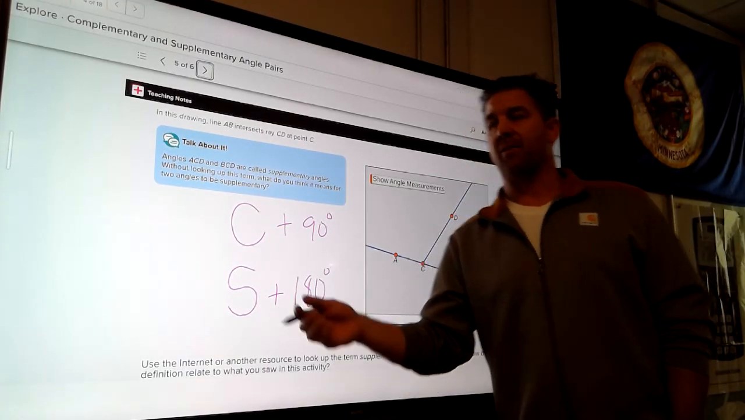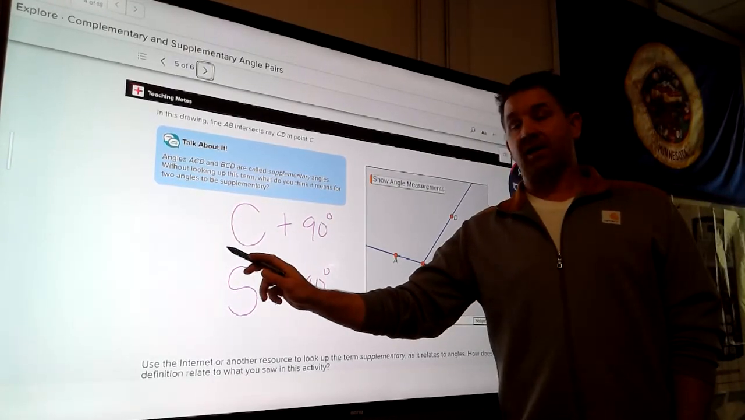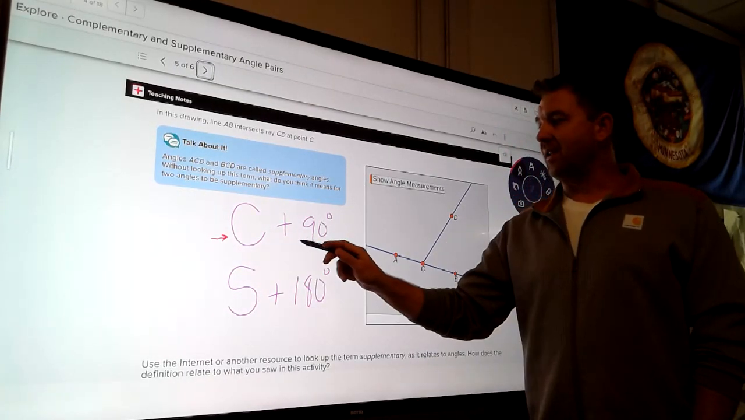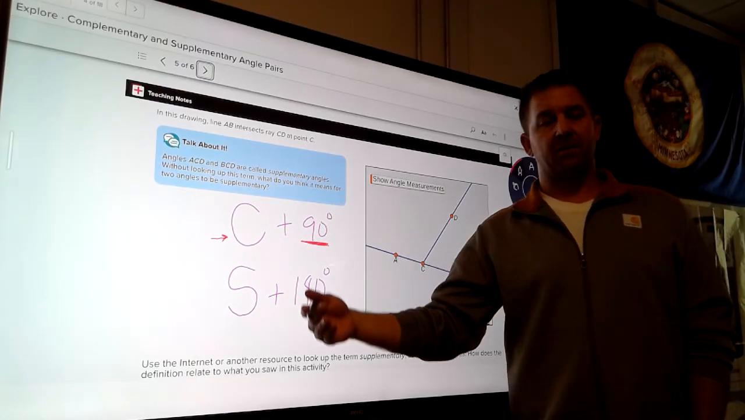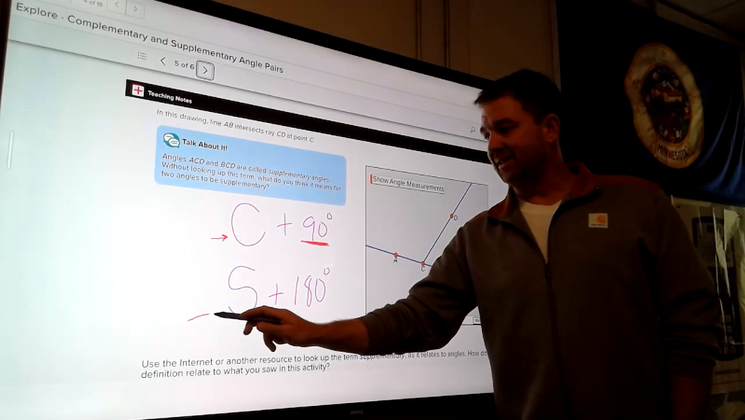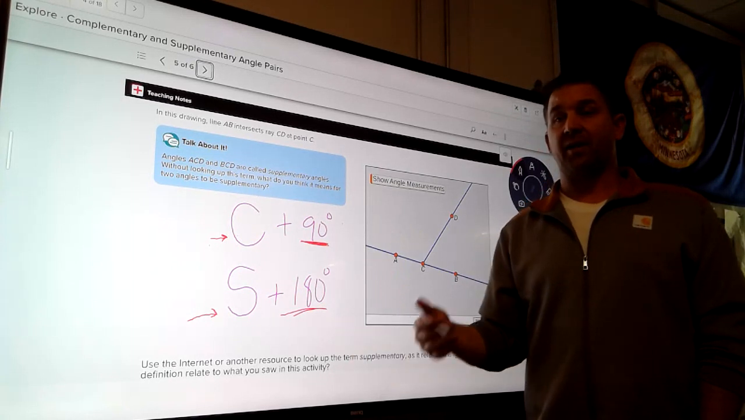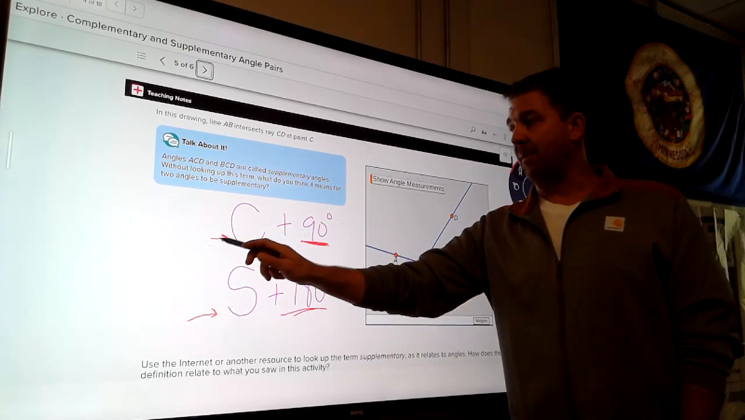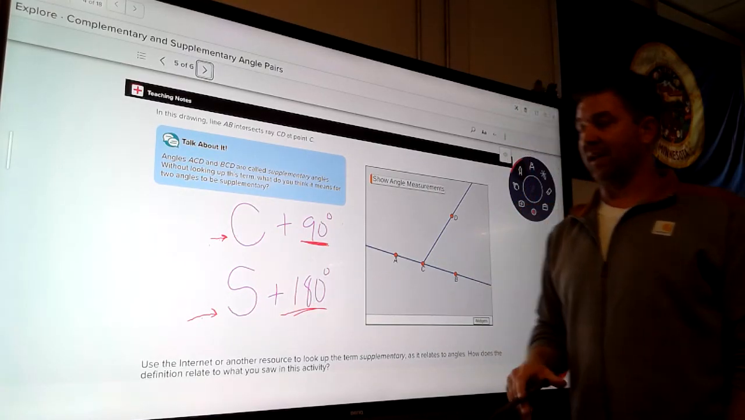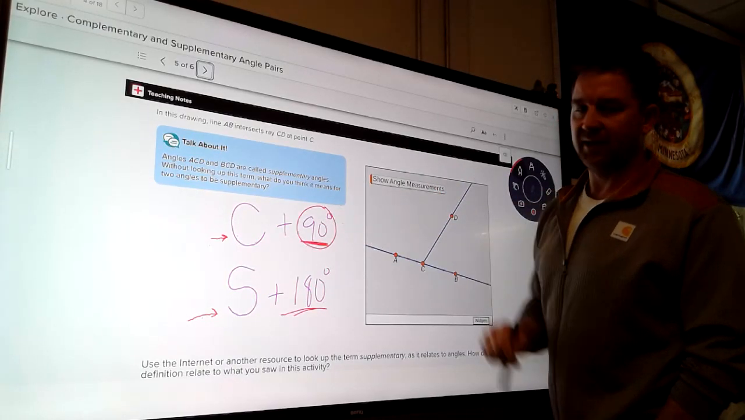Now, how are you going to remember which one is which? This is the way that I like to teach it. Alphabetically, C comes in the alphabet first, ABC. 90 comes first when counting from 0 up. So complementary comes first, 90 comes first. The S would come later in the alphabet, and so would 180. So this is the best way I've found to keep them straight every time. Complementary comes first with the C, so does 90. Supplementary comes later, then the 180. So when you're trying to remember which one is complementary, C comes before S, is the 90 degrees.